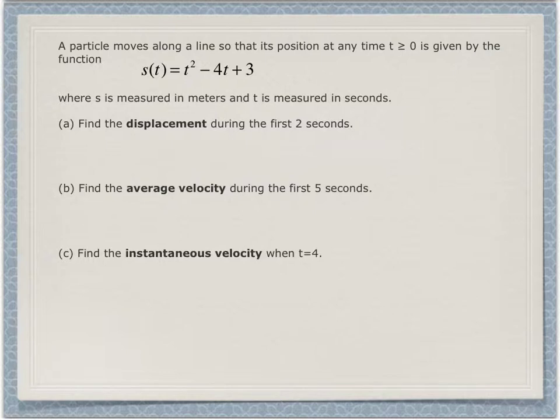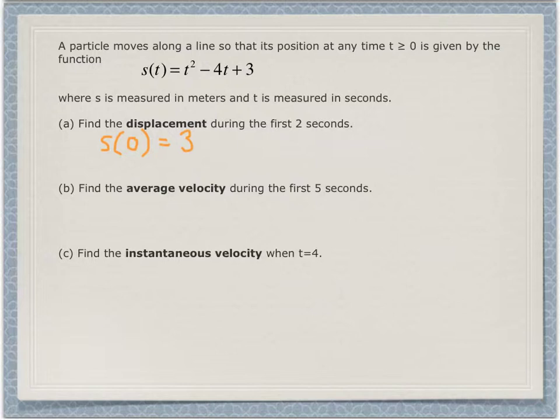So first of all, the displacement during the first 2 seconds. Again, we want to think of at time equals 0, where is this particle? If I put a 0 in place of all of those t's, you'll see I get 0 minus 0, and my answer will end up to be 3. So that means at 0 seconds this particle is at a position of positive 3.